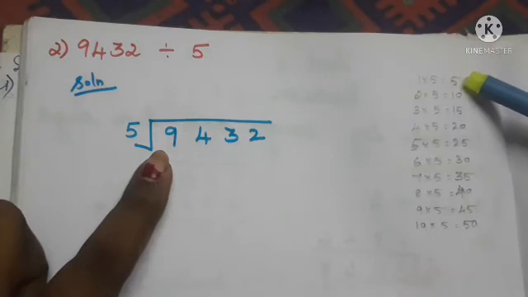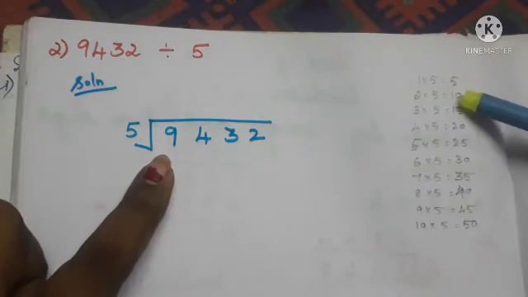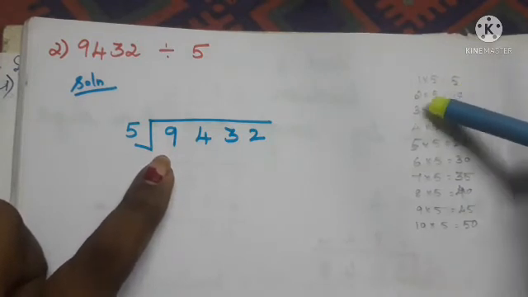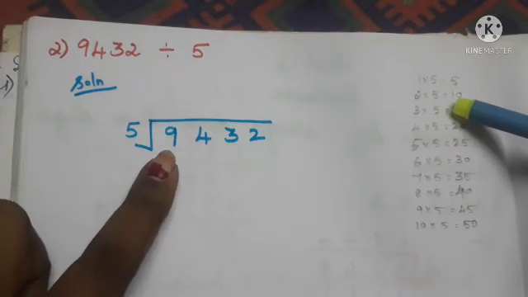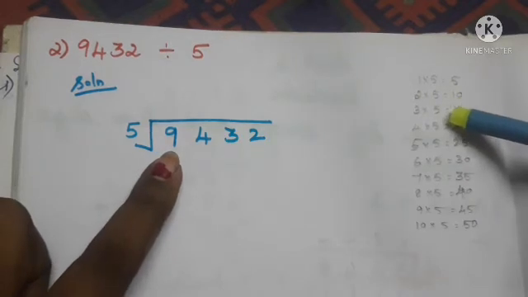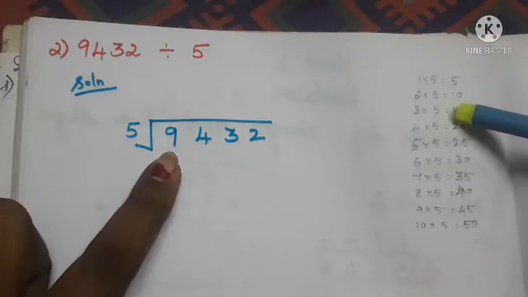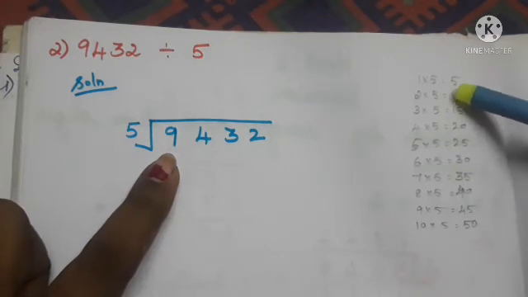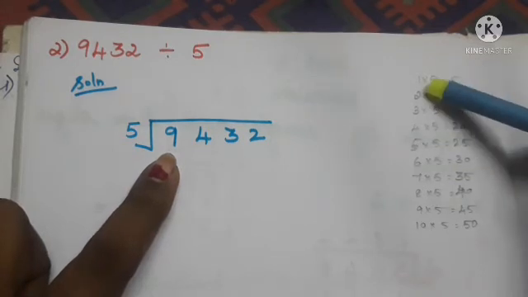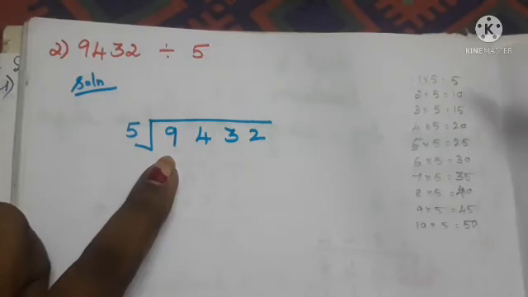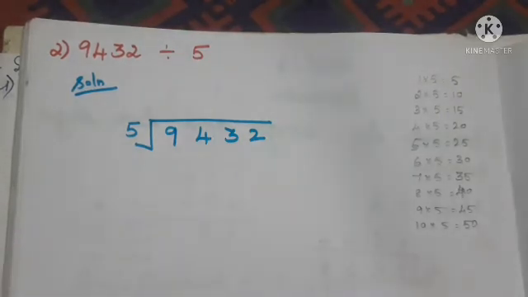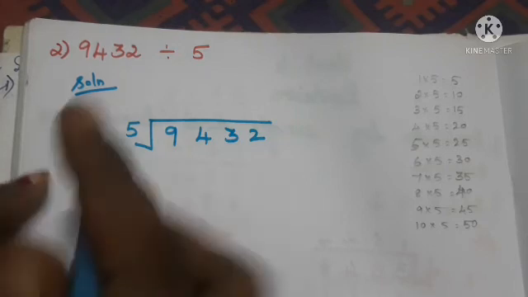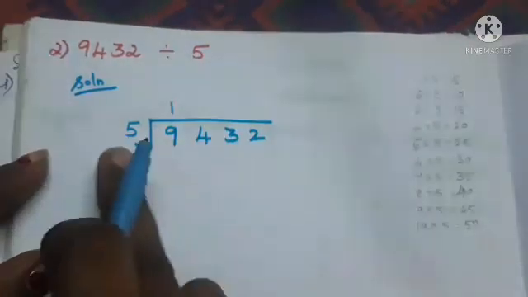Look here. 5 is there. Next 10 is there, isn't it? 1 5 is 5. 2 5s are 10. It is greater than the 9. So what do we have to do? Don't take this 10. We have to move on to the value before. That means 1 into 5 is 5. So we can write the 1 in the thousands place value of the quotient. So 1 into 5.